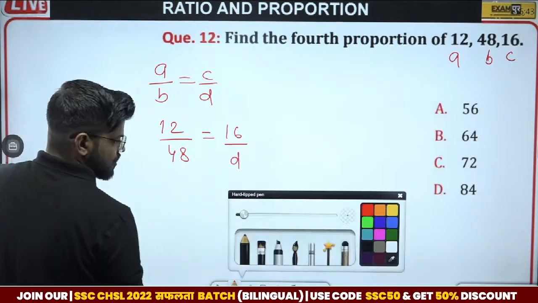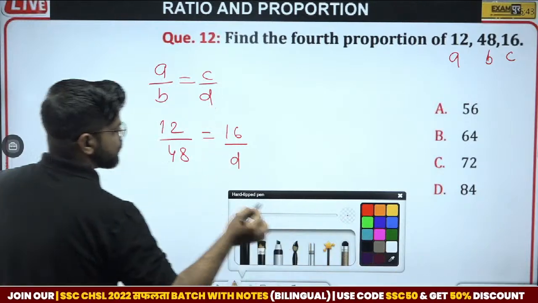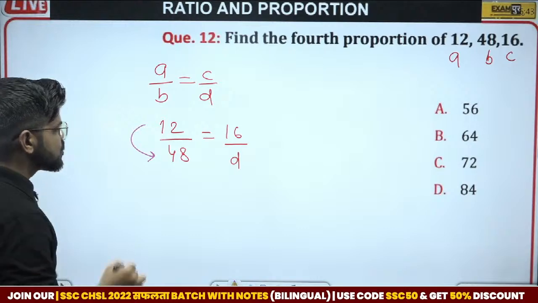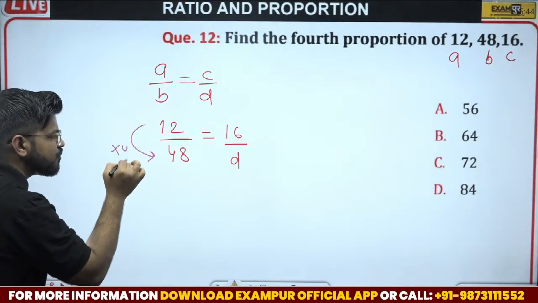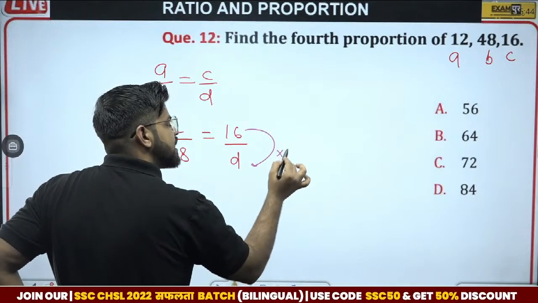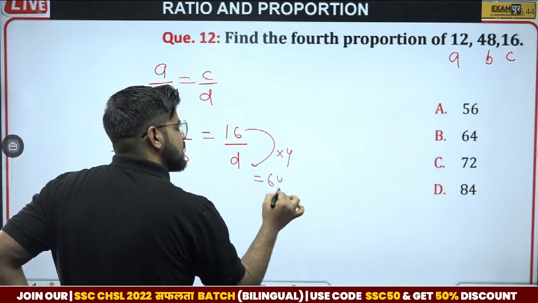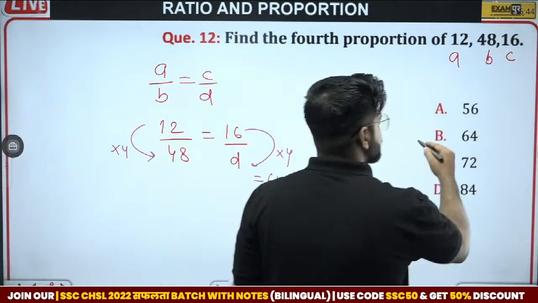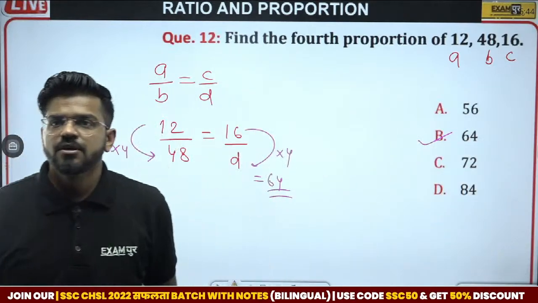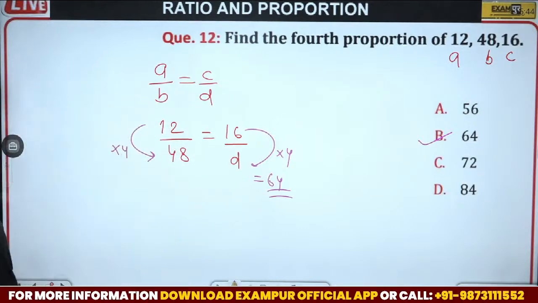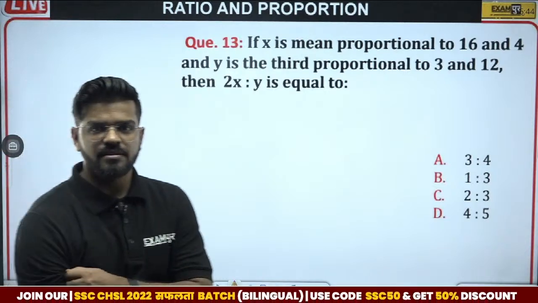You don't need to calculate much. Just see, we have to make this ratio the same. When 12 is multiplied by 4, we will get 48. That means how will we get D? When we multiply 16 by 4, which is nothing but 64. Option number B. So you don't have to do much calculation in these types of questions. Let's move on to another interesting problem.